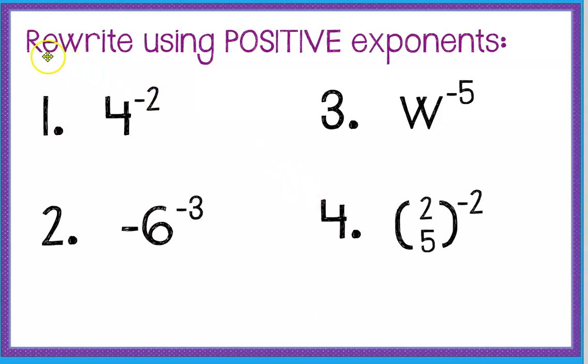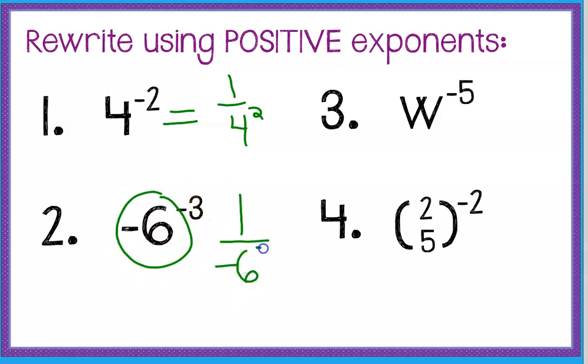All right, you'll notice the directions here say rewrite using positive exponents. So they don't want you to perform the operation of the exponent. They simply want you to write it in an equivalent manner. Meaning, take the reciprocal of this base and then make the power positive. Number 2, take the reciprocal of this base and then make the power positive. Number 3, take the reciprocal of the base, make the power positive. Number 4, take the reciprocal of the base and make the power positive.